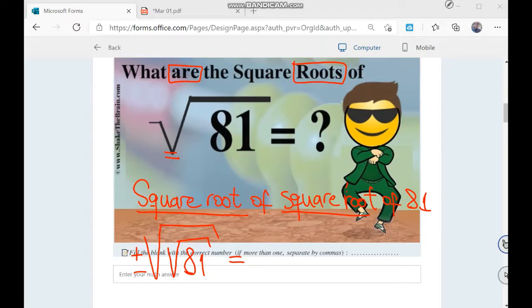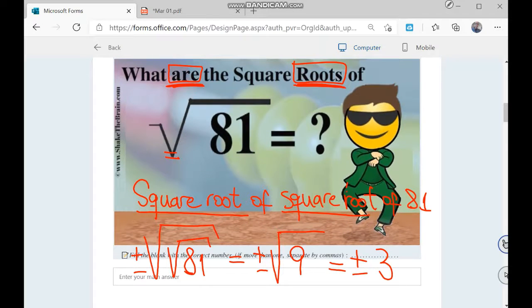Okay? So the question is asking the square root of the square root of 81. So you have to apply the square root twice. Is the square root of square root of 81. And you also need to find both square roots, the positive and the negative square roots. So this is going to be the positive and negative square roots. Square root of 81 is 9. So this is positive and negative 3. The answers are negative 3 and positive 3. Those are the answers.